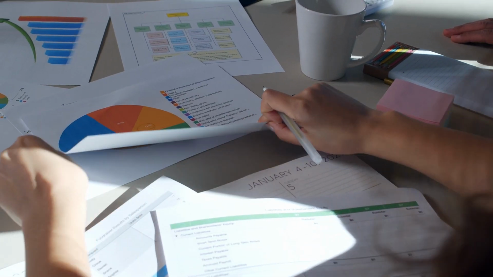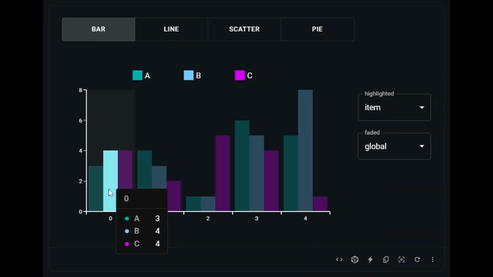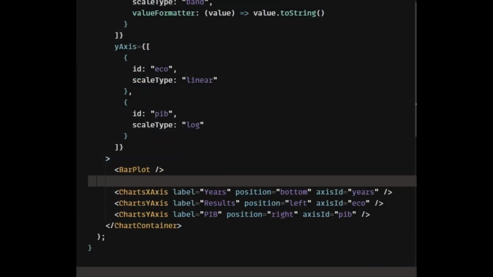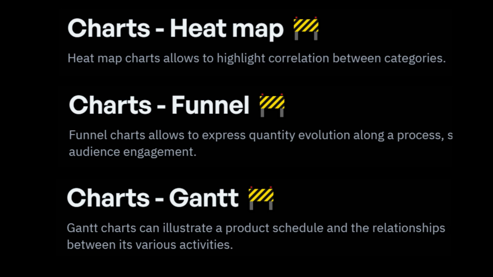Other advanced features include tooltip customization, highlighting data axes, and highlighting series data. Charts will have the ability to be rendered as single components or by combining subcomponents, like overlaying a line chart over a bar chart. The current roadmap includes support for heat maps, funnel charts, and Gantt charts.